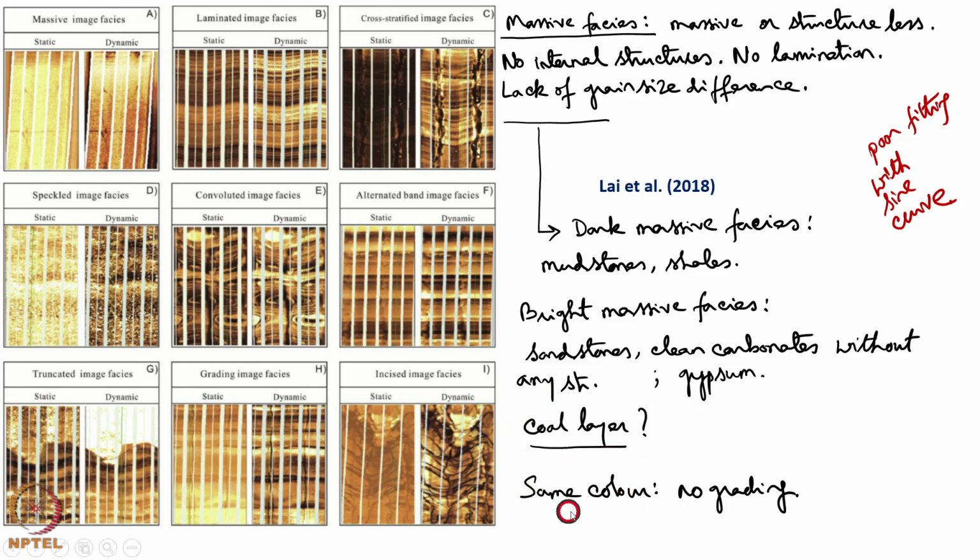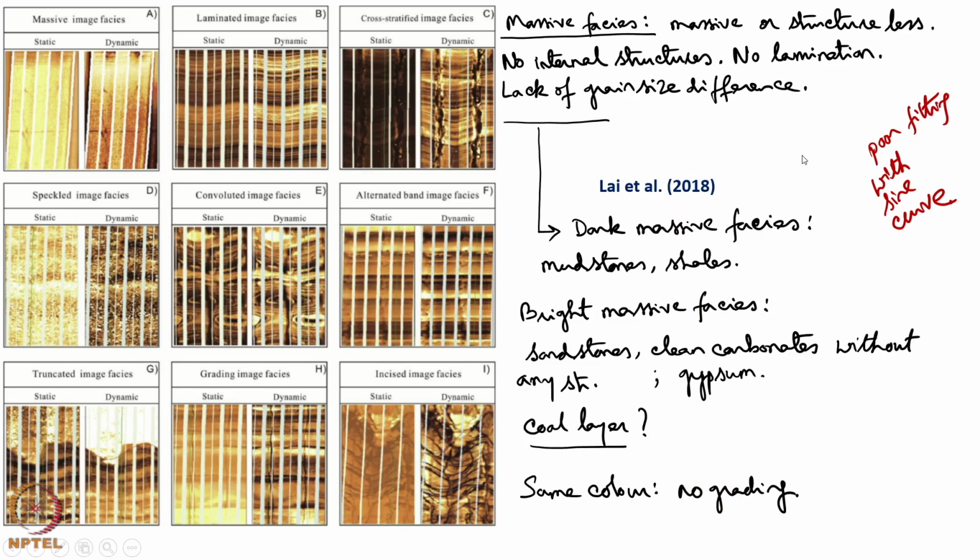The same color within the massive image facies, say it is all yellow, or here in this region particularly it is all brown, it indicates that there is no grading. Now here we cannot fit any sine curve, and that is what I am writing, poor fitting with the sine curve.